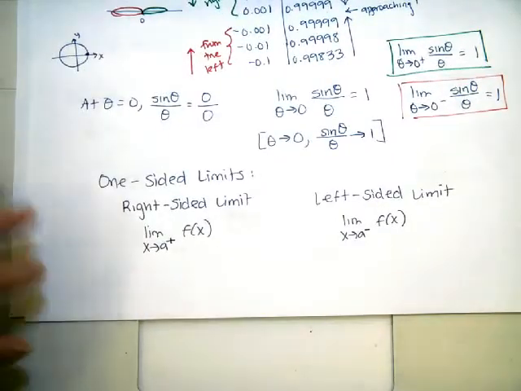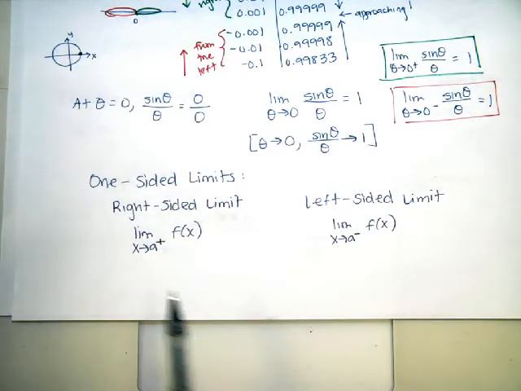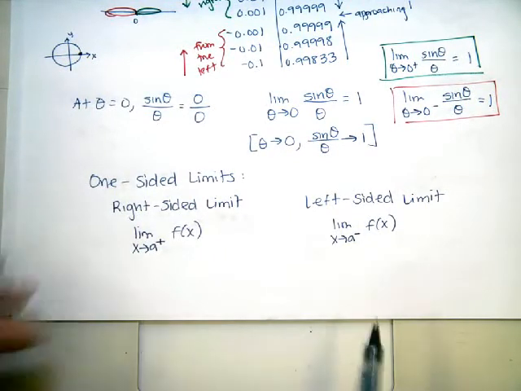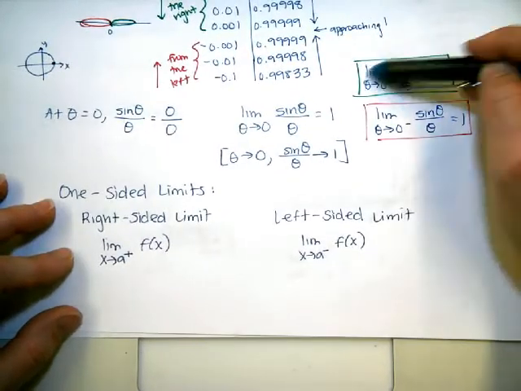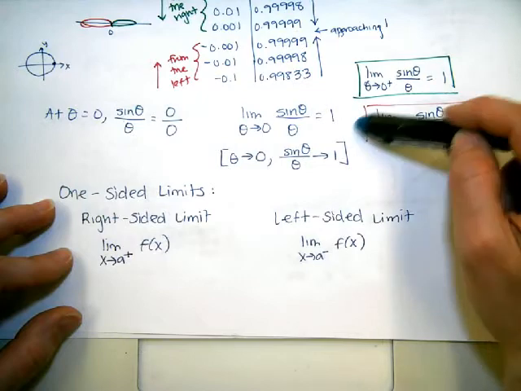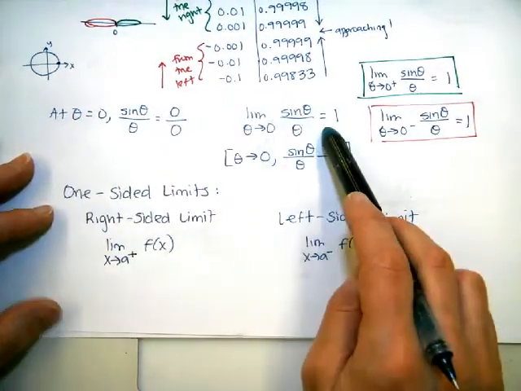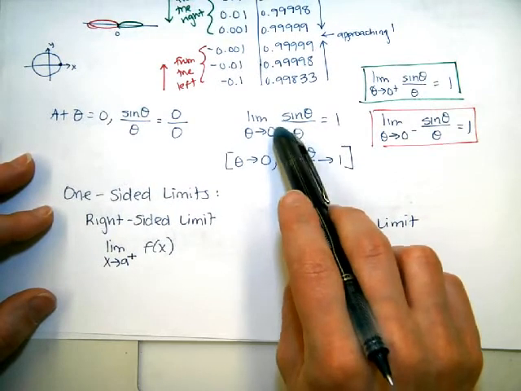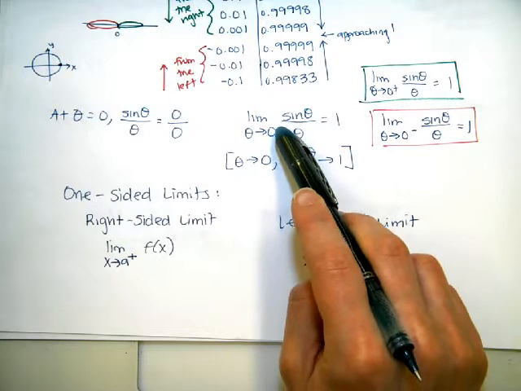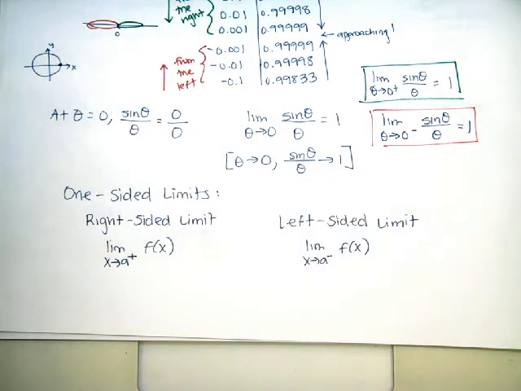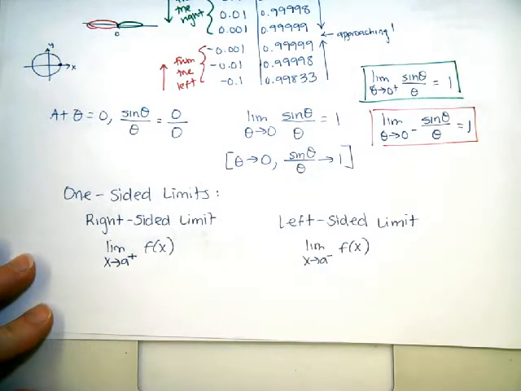So one thing I want to talk about with these one-sided limits is they're very important, especially when we talk about doing these graphically. But notice that in this particular case, the right-sided limit is 1 and the left-sided limit is 1. And do you see how the overall limit was also 1? Notice that this particular notation does not have a plus or a minus. When it does not have that, it means that we want to approach from both directions. And when we did that, we noticed that from both directions, it was approaching 1.